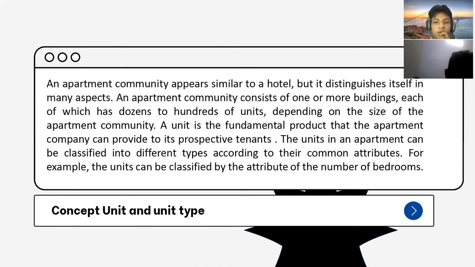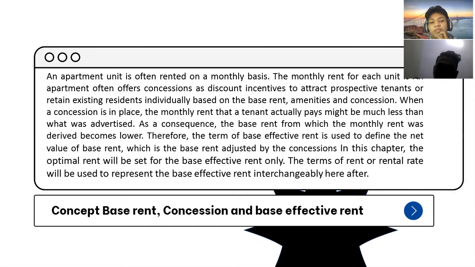The units in an apartment can be classified into different types according to their common attributes. For example, the units can be classified by the number of bedrooms. And then about the concepts of base rent, concession, and base effective rent. An apartment unit is often rented on a monthly basis. The monthly rent for each unit is the base rent. An apartment often offers concessions as a discount incentive to attract prospective tenants or retain existing residents, individually based on the base rent.